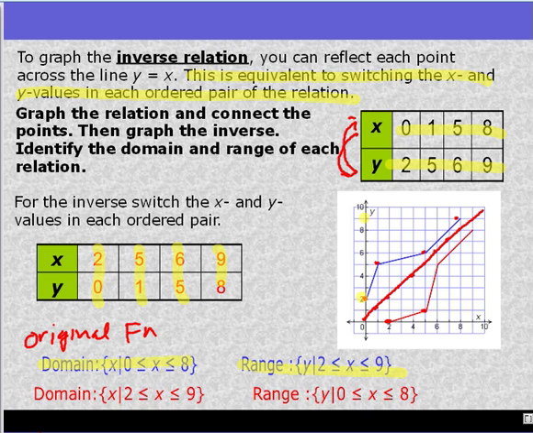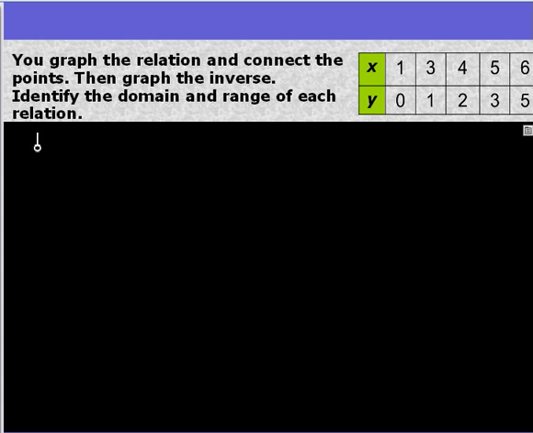Okay, the domain and range for the inverse is going to be just the opposite. So you can see here our domain starts at 2 and goes to 9, so it's between 2 and 9. Our range starts at 0 and goes up to 8. So again, what happened? We switched, which is what you would expect when you swap your x and y values. Okay, this is one for you to do. Graph the relation, connect the points, graph the inverse, and identify the domain and range of the original and the inverse function.